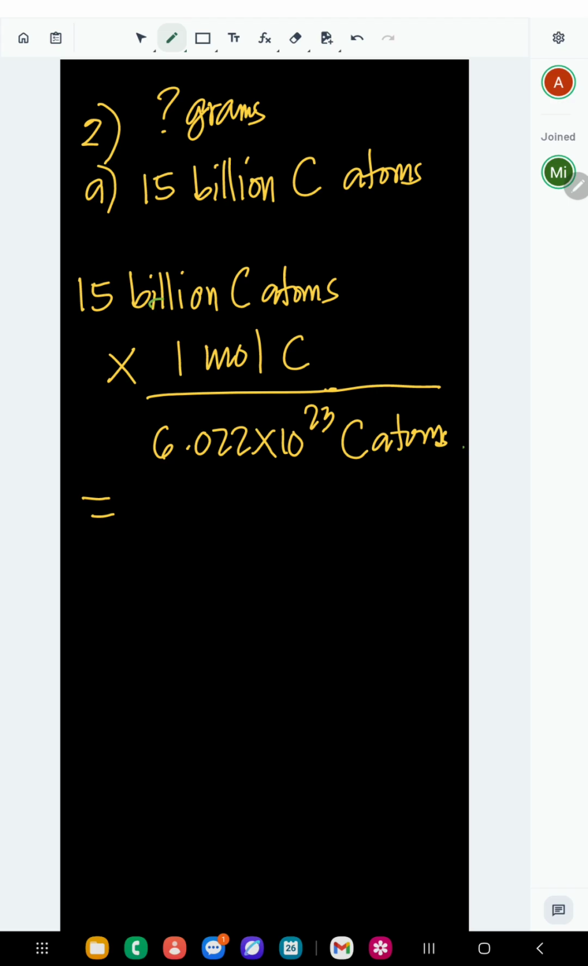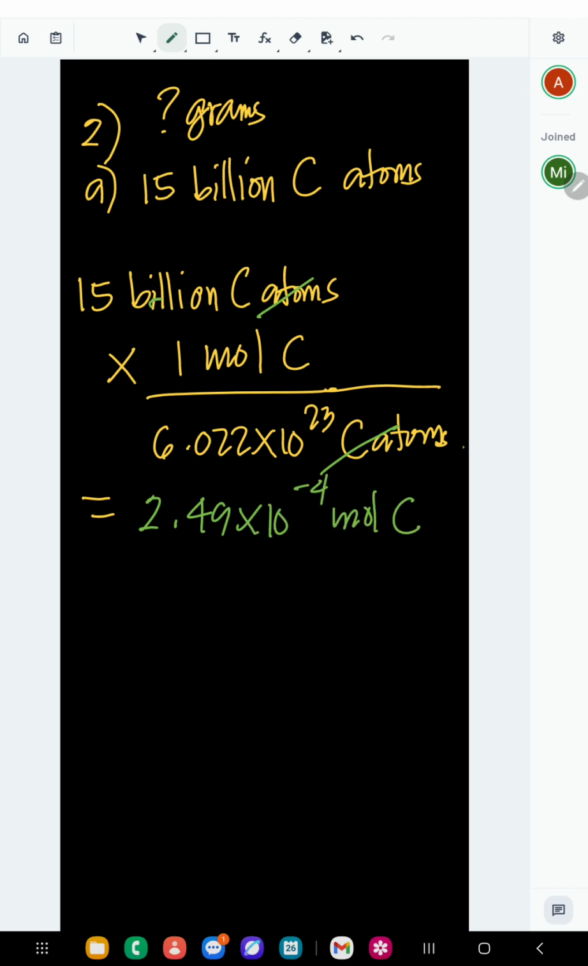Are you allowed to use the calculator? Alright, so 15 billion divided by 6.022 times 10 to the 23rd. 15, not 14. Because you can write that as 1.5 times 10 to the 10th. I got 2.49 times 10 to the negative 14 mole carbon.